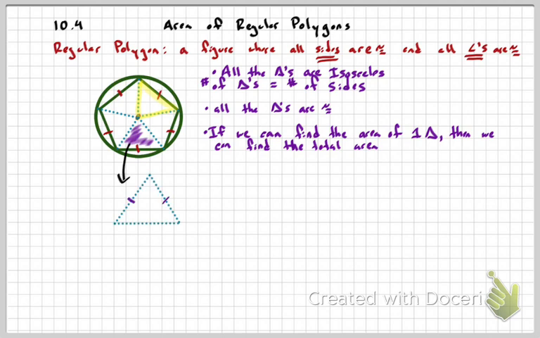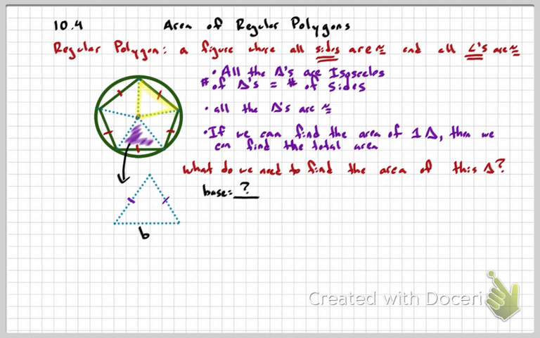So let's pull one of those triangles out. Okay, so I'm going to pull out that purple shaded triangle, and I drew it dotted, and notice that we have isosceles markings here. So let's think about this. What do we need to be able to find the area of a triangle? Let's think back to our formula, right? We need the base, okay?